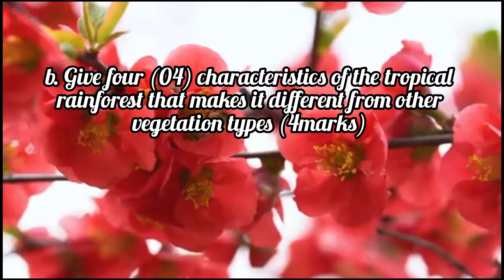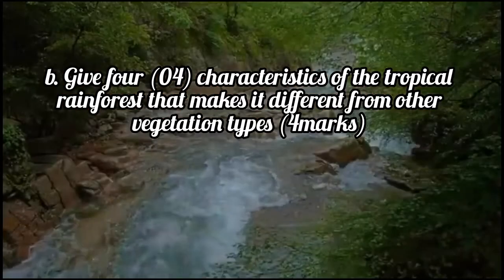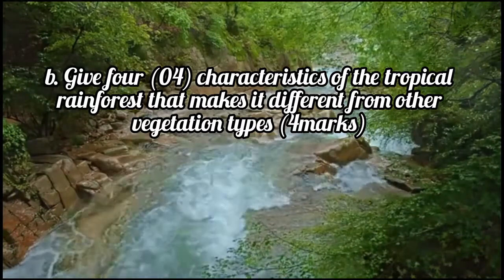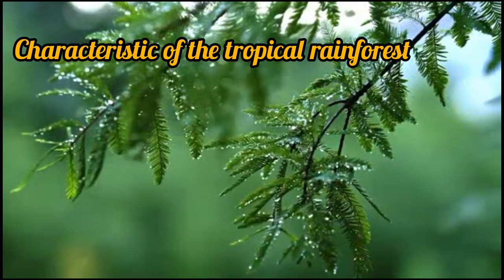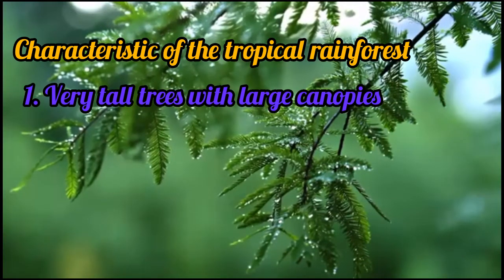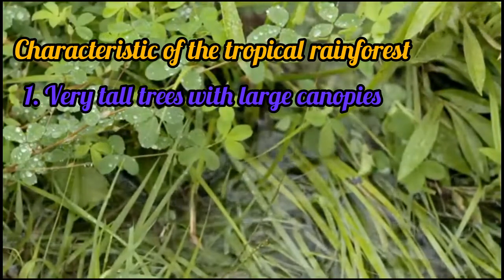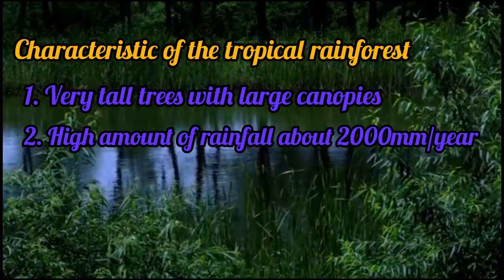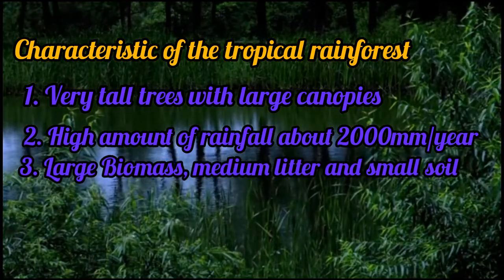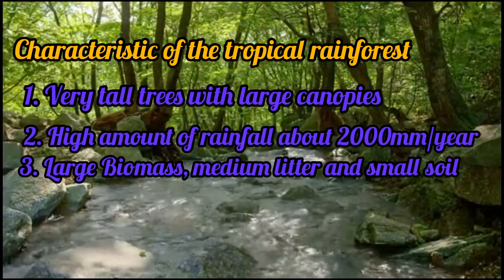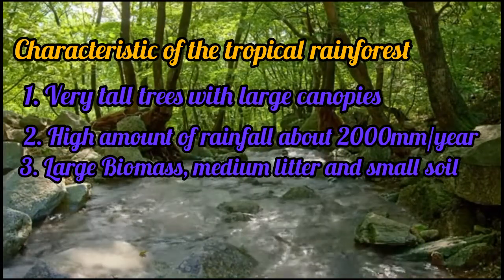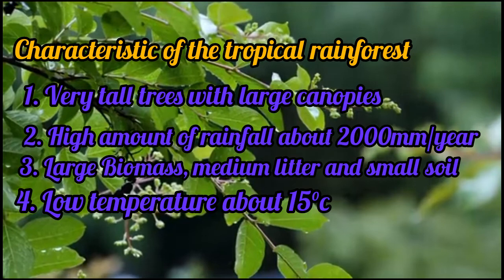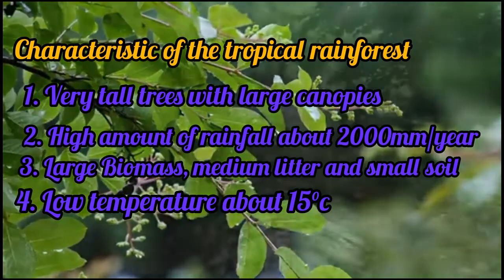The B part, give 4 characteristics of tropical rainforest that make it different from other vegetation. 4 marks. The characteristics of the tropical rainforest include, firstly, it has very tall trees with large canopies, that is the leaves. Secondly, it has a high amount of rainfall of about 2000 millimeters per year. Also, it has a large biomass, medium litter and small soil. Lastly, it has high temperature of about 15 degrees Celsius. Remember, you're explaining these characteristics in paragraphs so that your work should be orderly and neat.